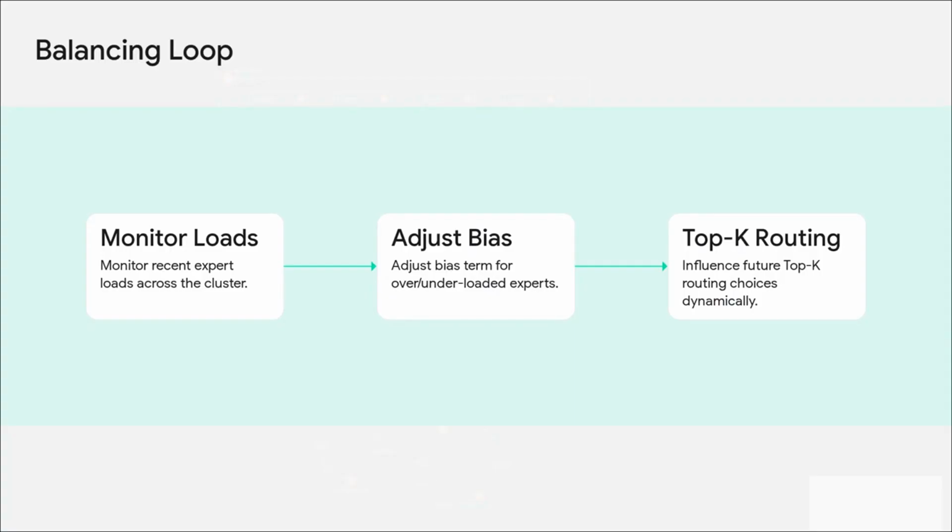Here is exactly how that training loop works in practice. Step 1. The system constantly monitors recent expert loads across the entire physical cluster. Step 2. It adjusts that bias term, gamma. If an expert is overloaded, its bias is decreased. If it's starving for tokens, its bias is increased. Step 3. This actively influences future top K routing choices. So the system is dynamically self-correcting to ensure no expert starves and absolutely no expert is overwhelmed.